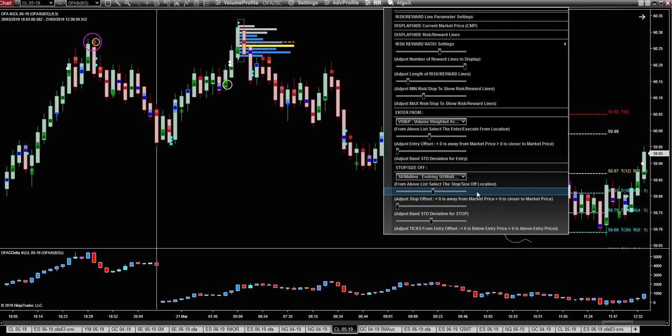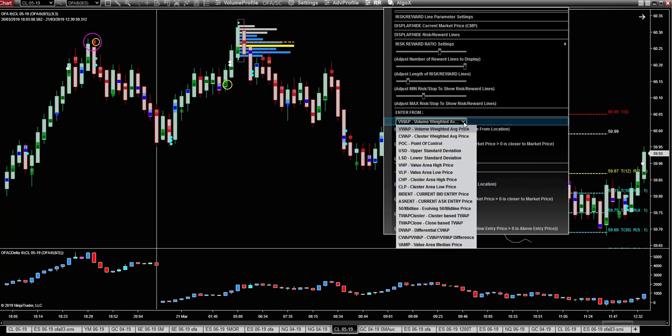So it's just a convenience addition. Obviously these are not tied to profile elements, but they may be tied to other aspects of a strategy that you use, whereby you can track the current market price, perhaps using it in a market entry situation.